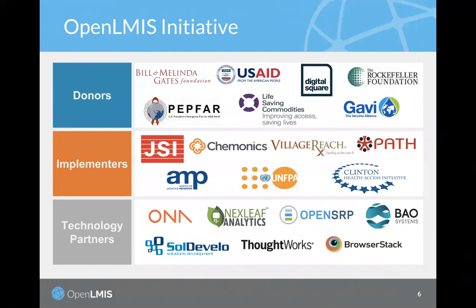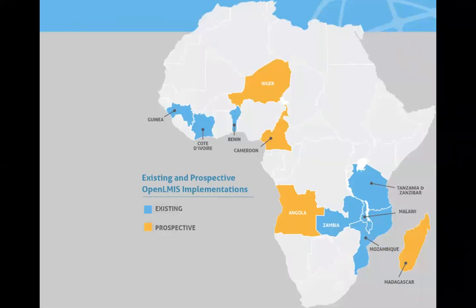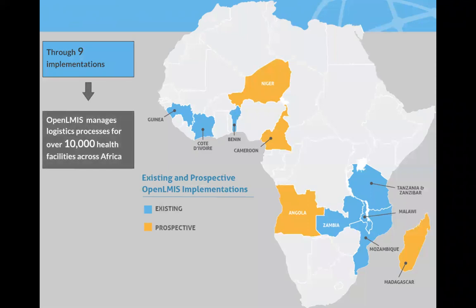OpenLMIS is now used in multiple countries, each with a local partner that has implemented a specific version. So if you have heard of VIMS in Tanzania, eLMIS in Zambia, SELV in Mozambique, or eSigil in Cote d'Ivoire, you have heard of some of the country implementations of OpenLMIS. These systems are used for both vaccine and non-vaccine supply chains to manage logistics processes for over 10,000 health facilities across Africa, with more on the way. OpenLMIS focuses on meeting countries where they currently are in their supply chain maturity while making the case to shift toward automation and best practices.